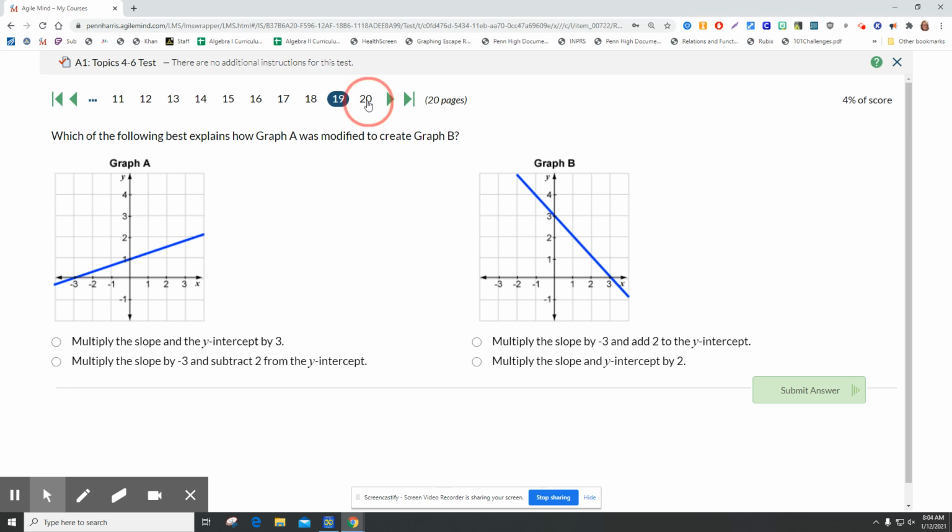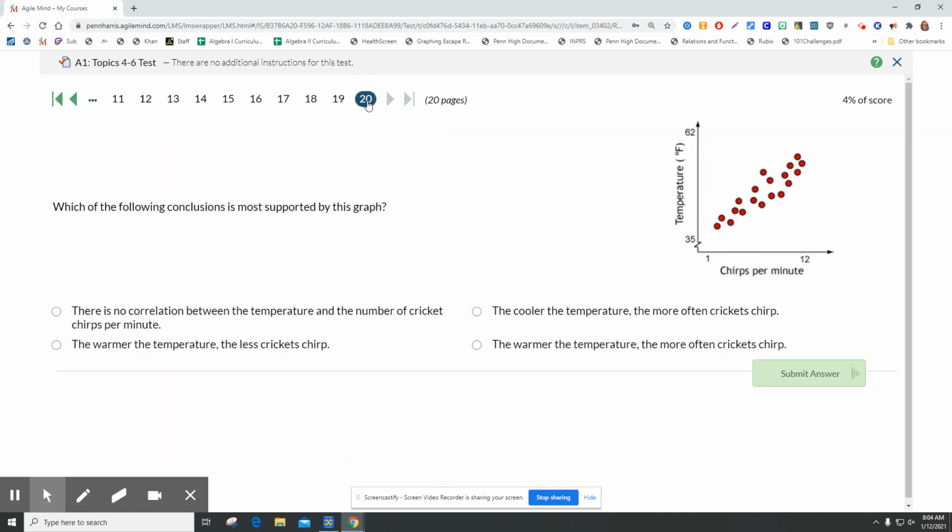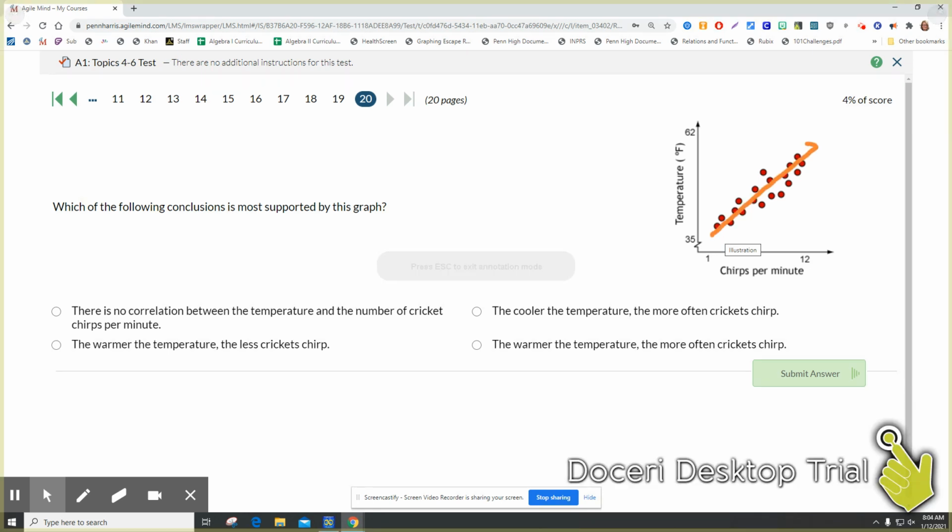And then lastly, number 20. Which of the following conclusions is most supported by the graph? Okay, so I look at this graph and I see we have chirps per minute and then the temperature outside. And what I'm seeing, guys, is that when I look at this graph, because it's going up, as I see more chirps, the temperature is also increasing. Okay, so when I look at this, it says there's no correlation. Well, no, we just said there's correlation. There's definitely correlation here, guys.